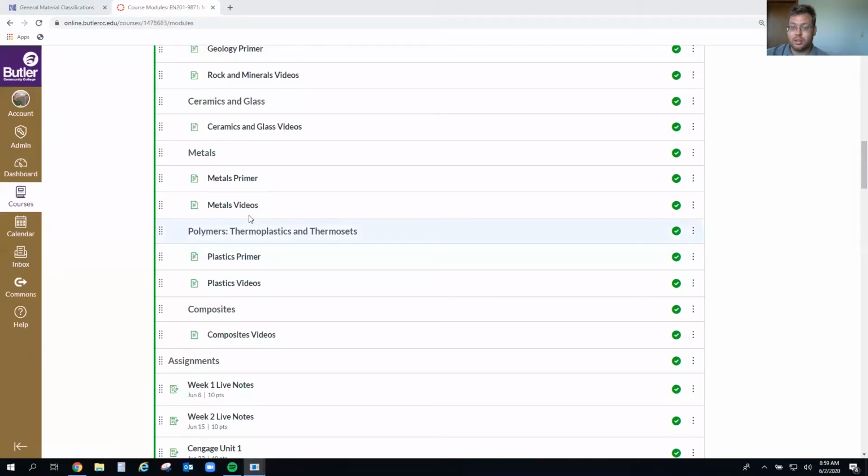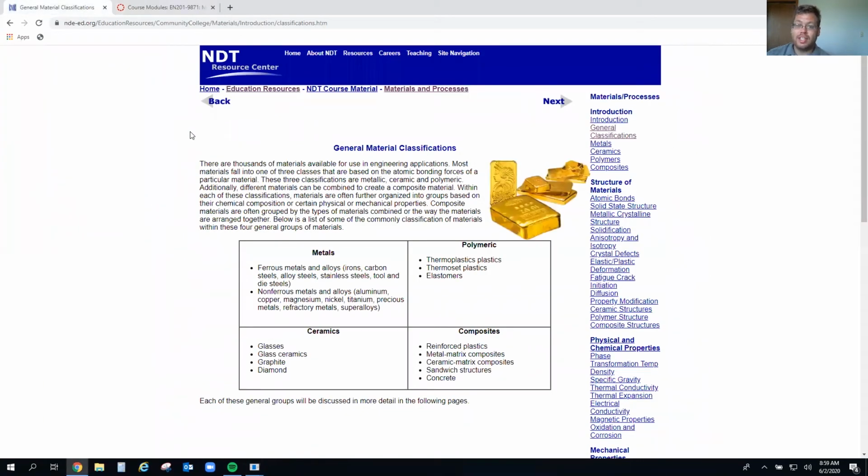Past this, we run into 4 categories that are clearly both impacted by man and developed by man to improve their abilities. I'm going to go ahead and share my screen with you. Here we have the metals, polymers, and ceramics and glass and composites. We're going to jump onto a website. This is nde-ed.org, and what they have inside of here is a whole section on materials and processes, which allows you to understand these 4 materials in greater depth.